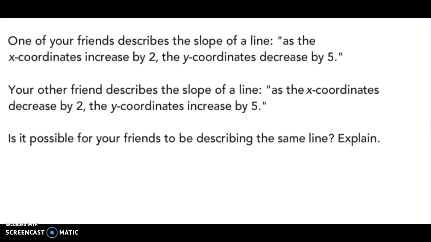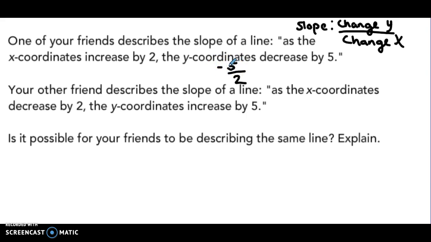One of your friends describes the slope of a line as: the x-coordinate increases by 2, the y-coordinate decreases by 5. So remember, you always set up your slope as the change in your y over the change in your x. As the x-coordinate increases by 2, that means my denominator should be 2. The y-coordinate decreases by 5, which means it's -5.